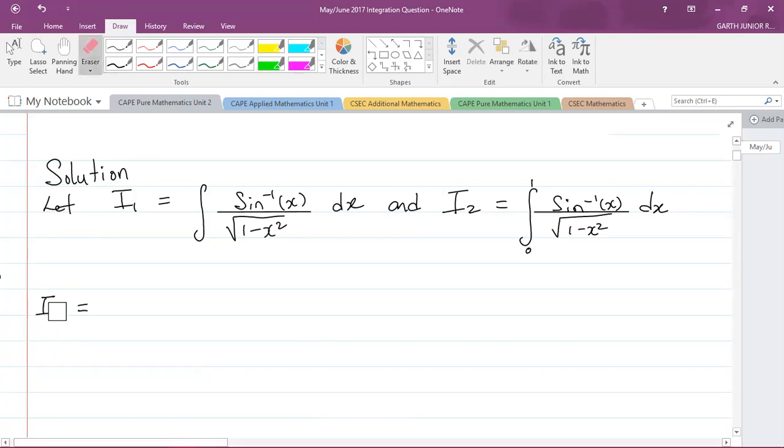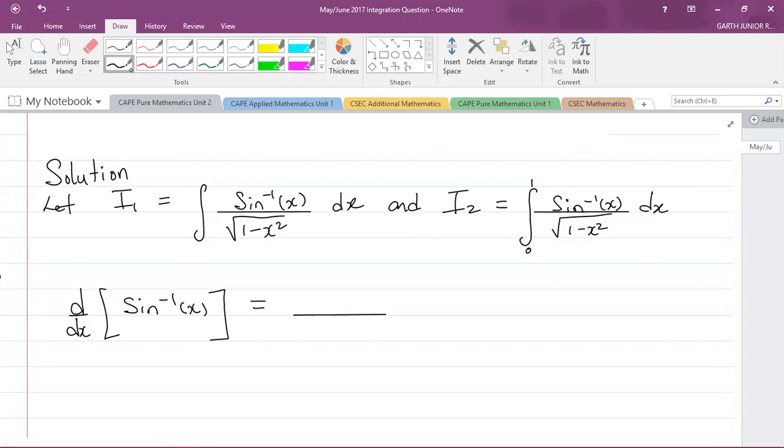Well, before we actually calculate that integral, let us look at the numerator and the denominator. Do they have anything in common? Is there any relationship between them? So let us look at the derivative of sine inverse x. When you differentiate sine inverse x, what will you get? You should know that when you differentiate sine inverse x, you get 1 divided by the square root of 1 minus x squared.